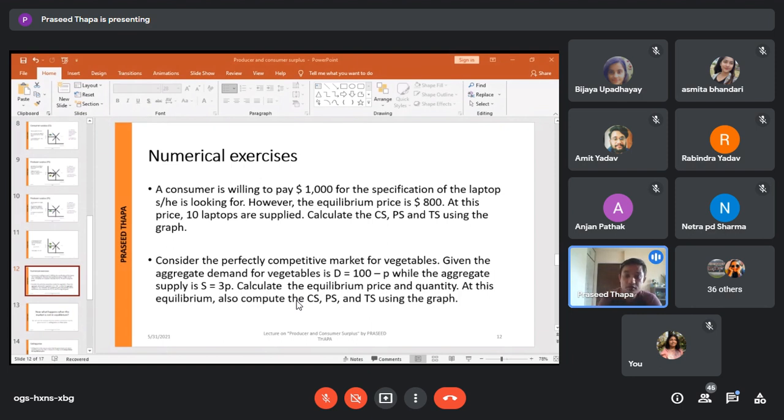ओके कोही छ? कोही छैन? यत्रो जनामा 100 जनामा एकजना कोही छैन अरू?